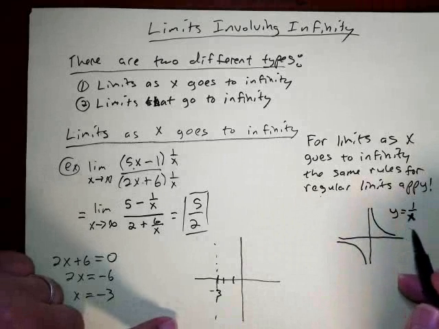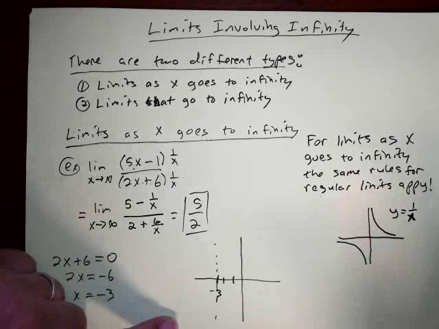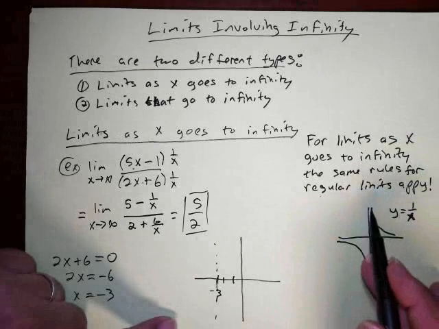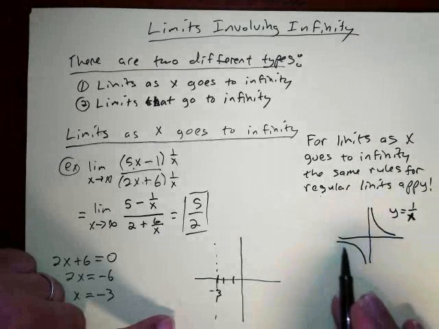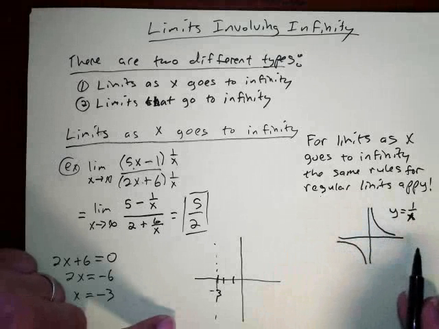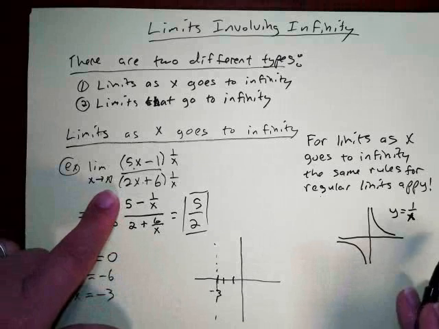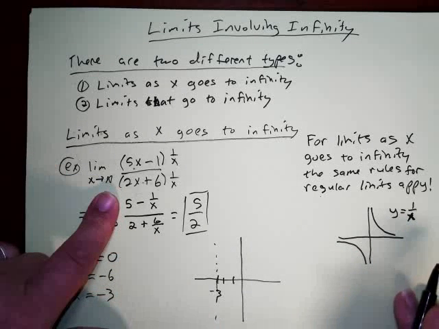So whenever the degree of the denominator is bigger than the degree of the numerator, then the rational function is going to level off at 0, okay? And it would make the limit as you go to infinity equal to 0, okay?